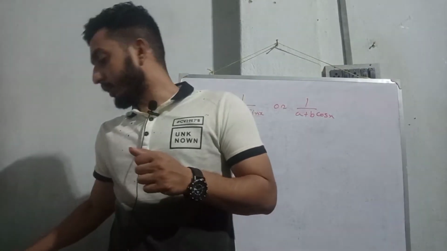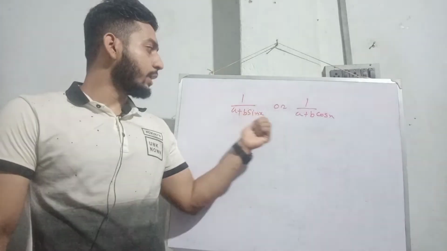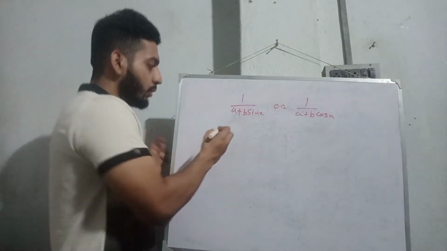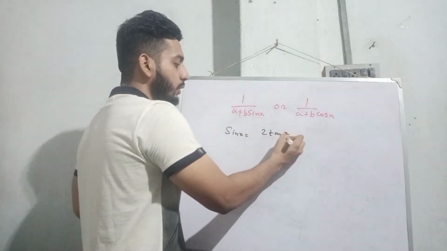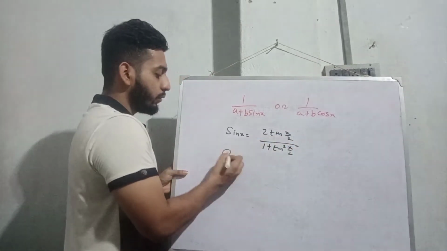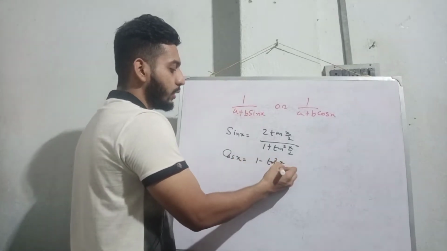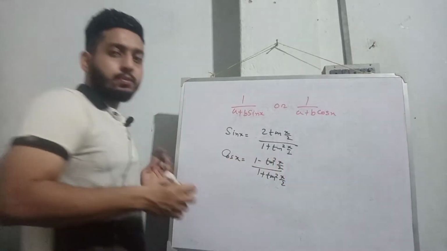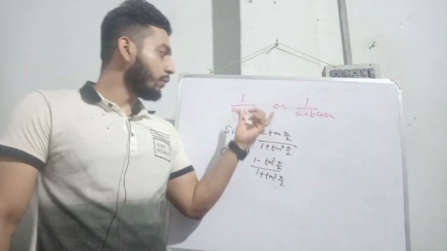To find the integration, we need to know some trigonometric formulas of sin x and cos x. So what is the trigonometric formula of sin x? The formula of sin x is 2 tan x by 2 divided by 1 plus tan square x by 2, and the formula for cos x is 1 minus tan square x by 2 divided by 1 plus tan square x by 2. Those two formulas we need to remember to solve these types of integrations.